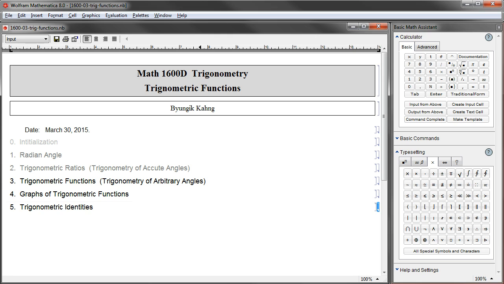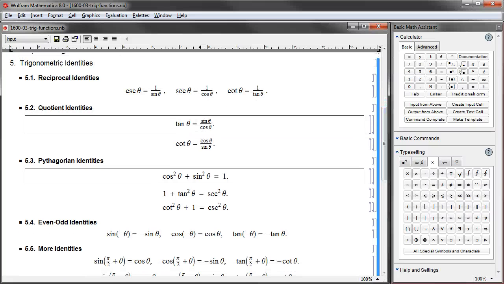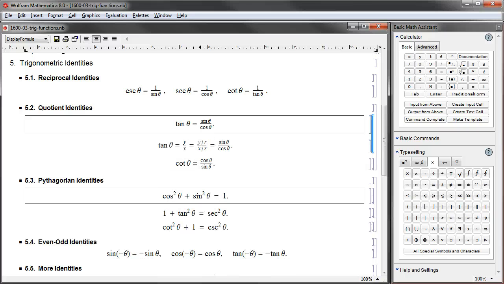Okay, we have plenty of time left, so let's talk about some trigonometric identities. We already talked about how cosecant is 1 over sine, secant is 1 over cosine, cotangent is 1 over tangent. We already proved those over there. And then we did the same thing for tangent is equal to sine over cosine, cotangent is cosine over sine. I have those here, the same thing.